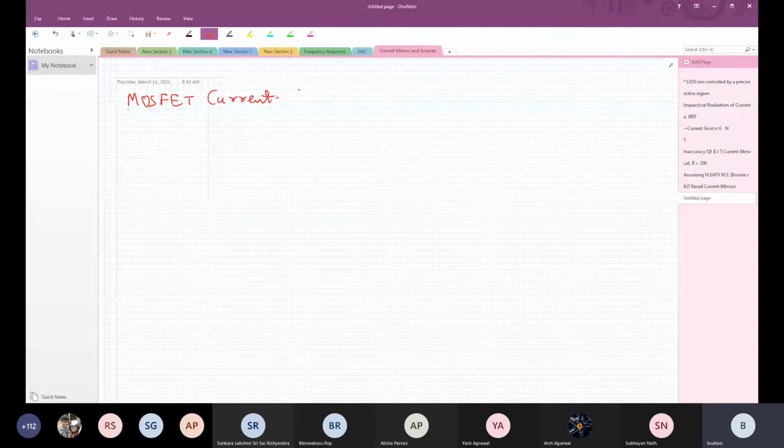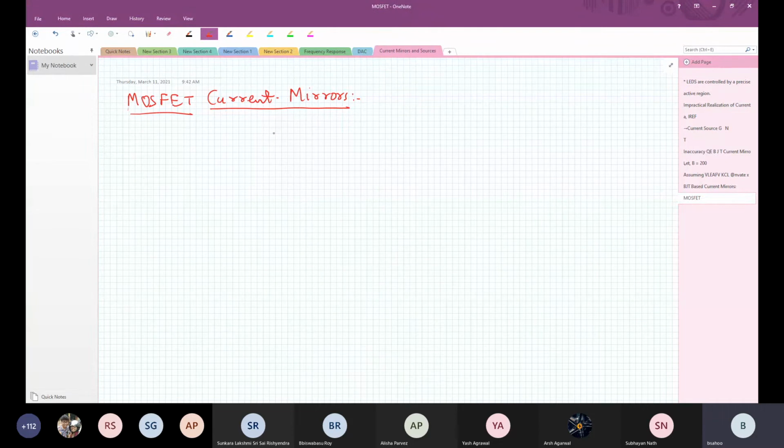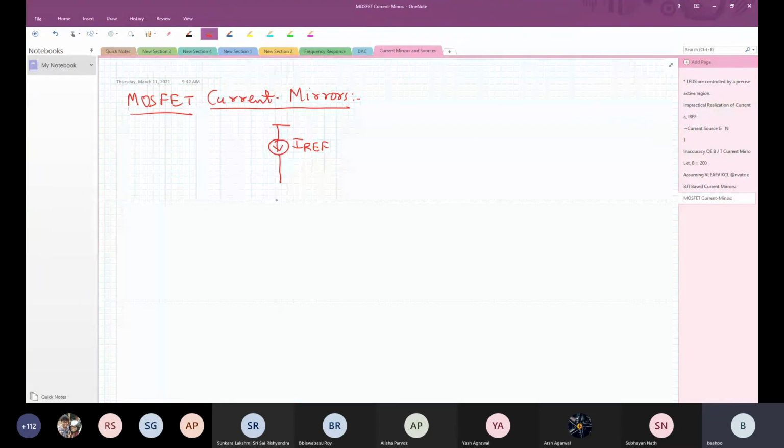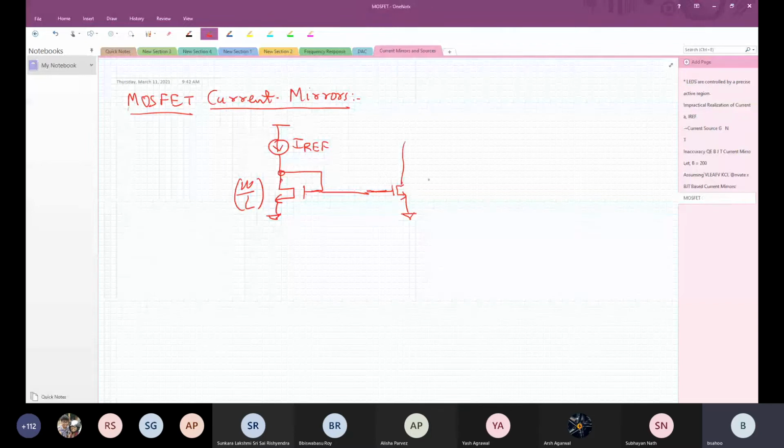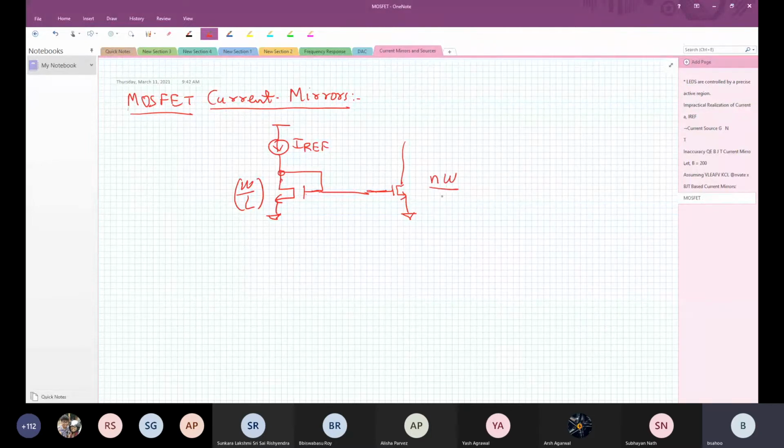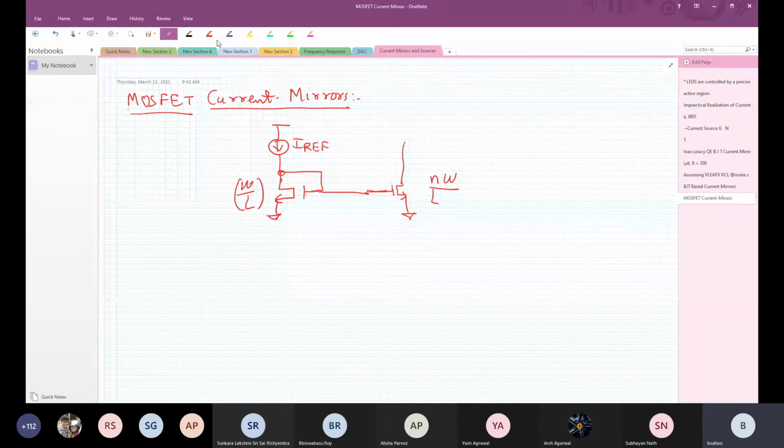So what will be the source of error in a MOSFET current mirror? There is no base current, so what will be the source of error? Here it will be W by L, and if I want to multiply it n times, then I will put n of these in parallel, or I will call it n times W by L. Keep in mind, never adjust the length of the transistor.